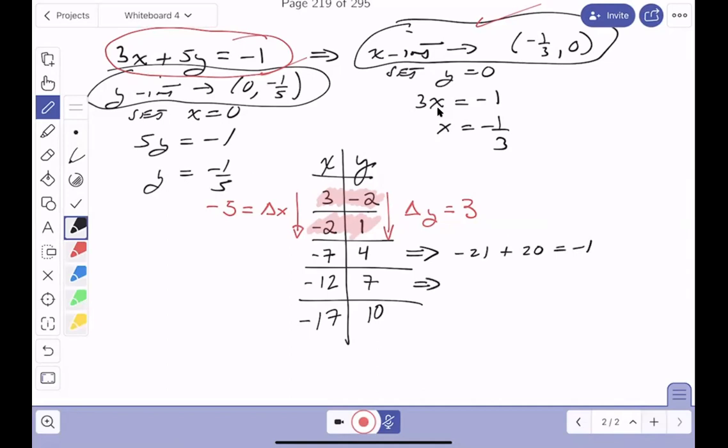Let's check this one. What's 3 times -12? -36. What's 5 times 7? 35. Does that give you -1? Yes. Let's try this one. What's 3 times -17? Let's see, -30, -51. What's 5 times 10? 50. Does that give you -1?